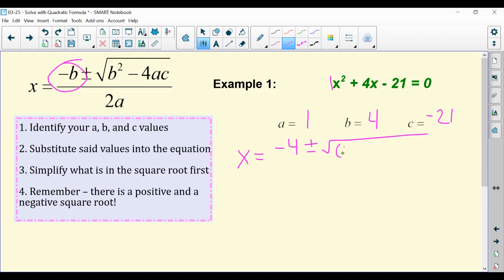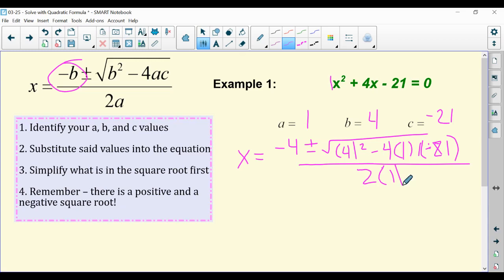So b is 4, so b squared, minus 4ac. a is 1. And c is negative 21. Sorry, I'm having a little trouble writing that down. All right, negative 21. So all over 2a, so that's 2 times a, which is 1.